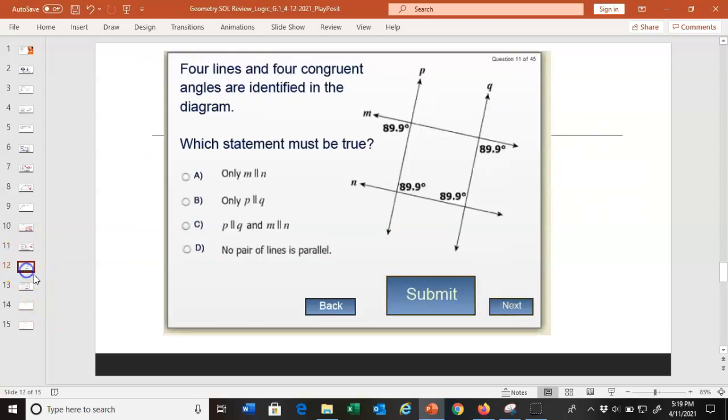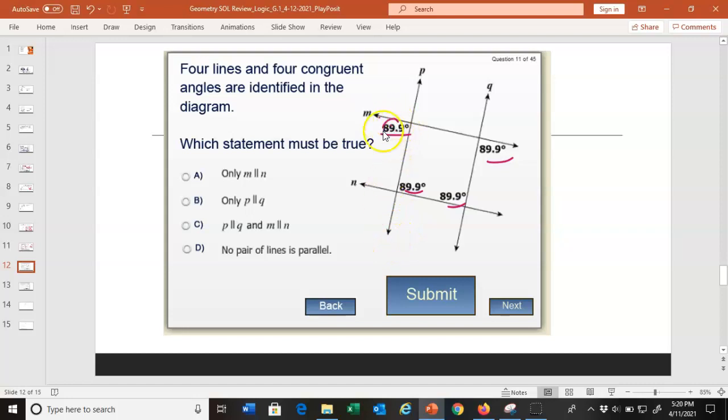I like to go through each one of them and sort of cross them out, because we just have to check it, right? So A says only M is parallel to N. So is M parallel to N? Let's look. M has some angle measures on it and N has some angle measures on it. So that's good. We're going to be able to check.